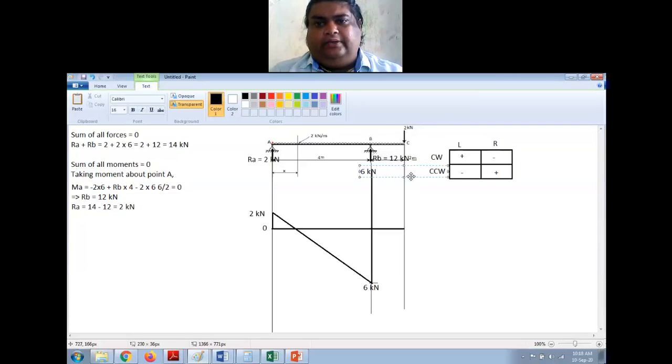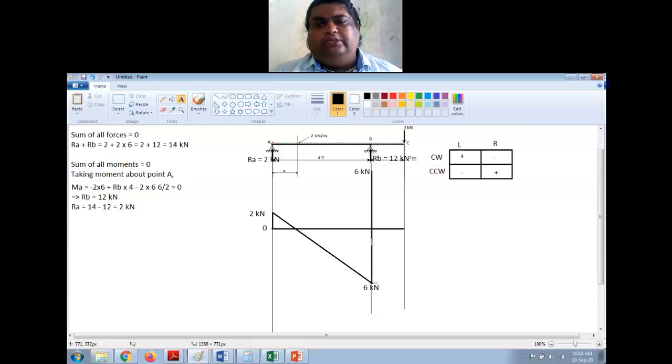Because at this point I have two values, plus 6 and minus 6. So we say on the left side of point B, I have shear force of minus 6 kilonewton. On the right side of point B, I have shear force of plus 6 kilonewton. We have to explain that, right?